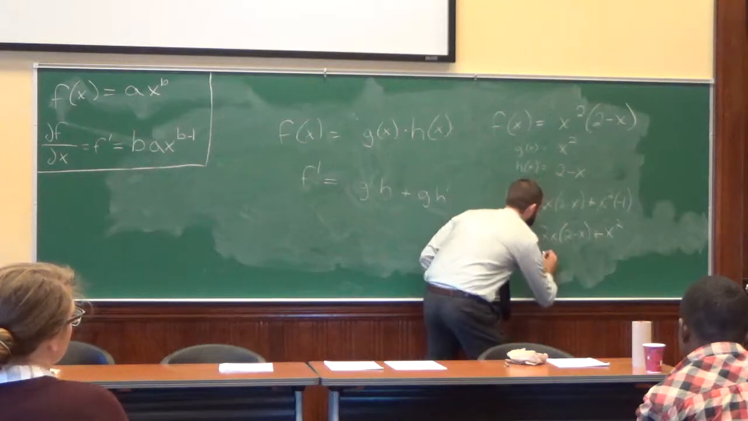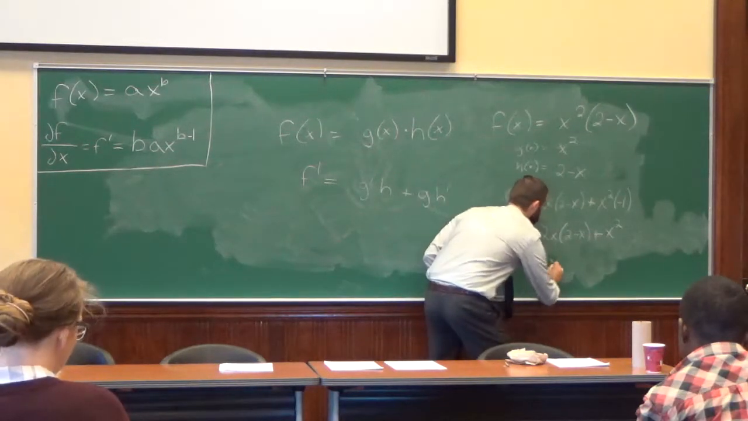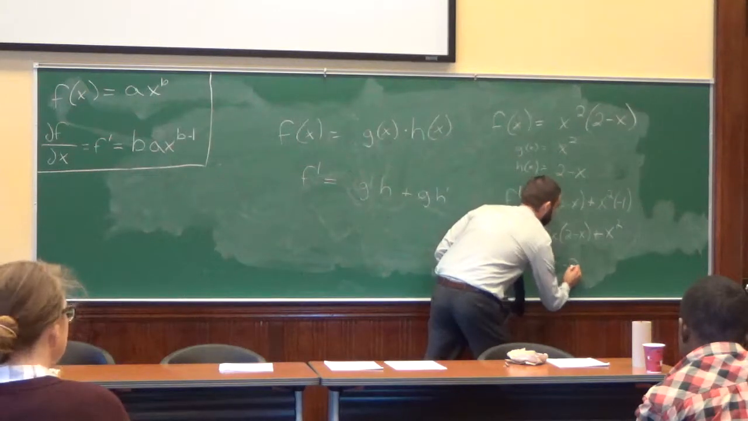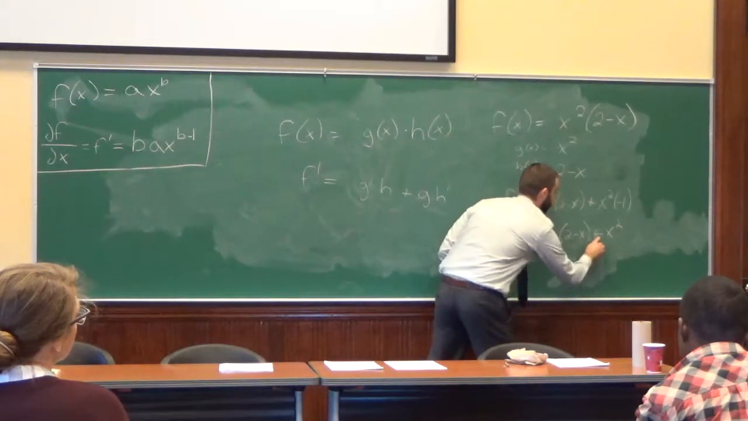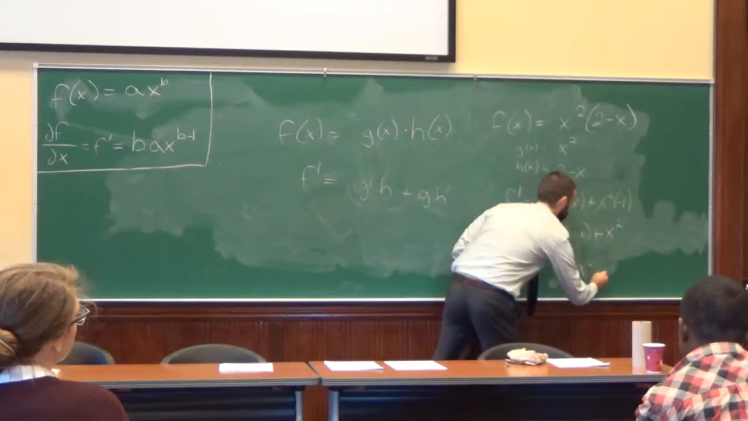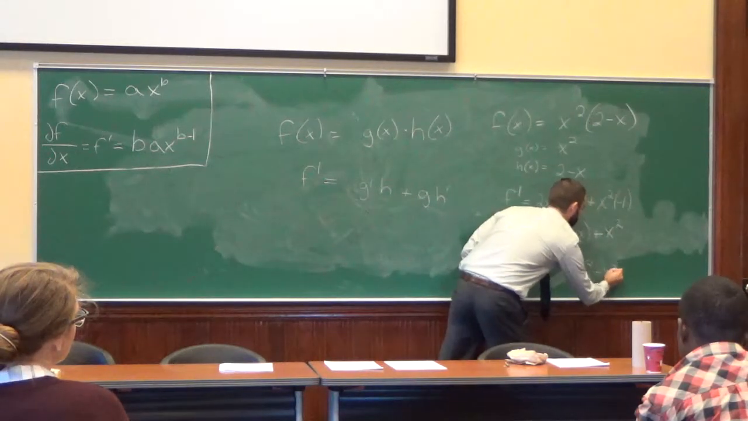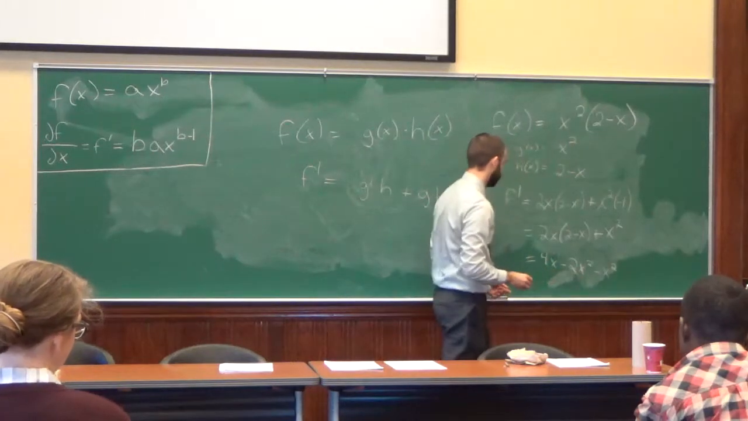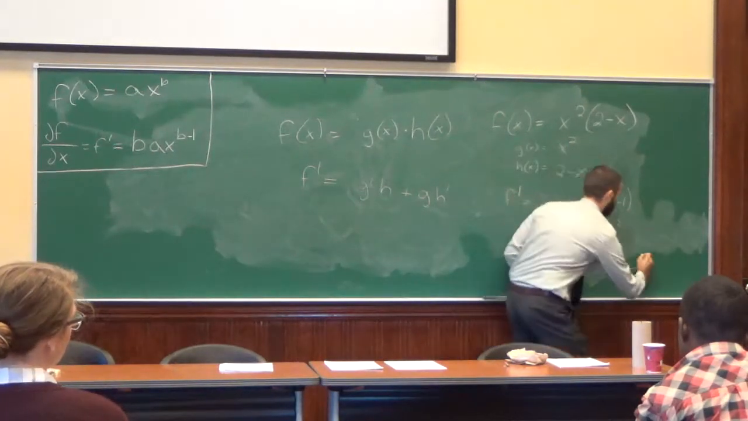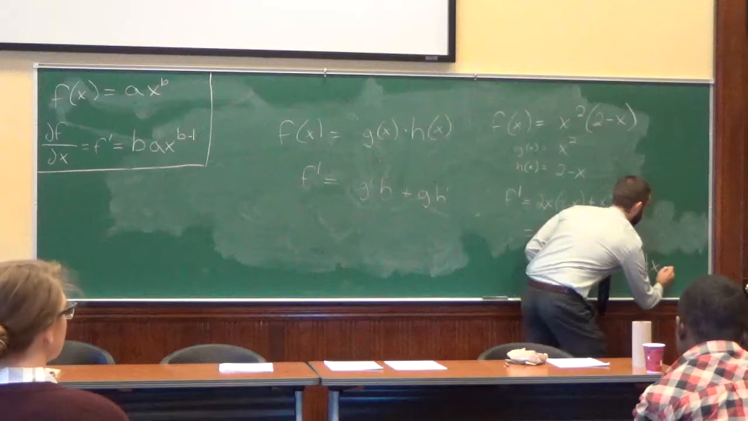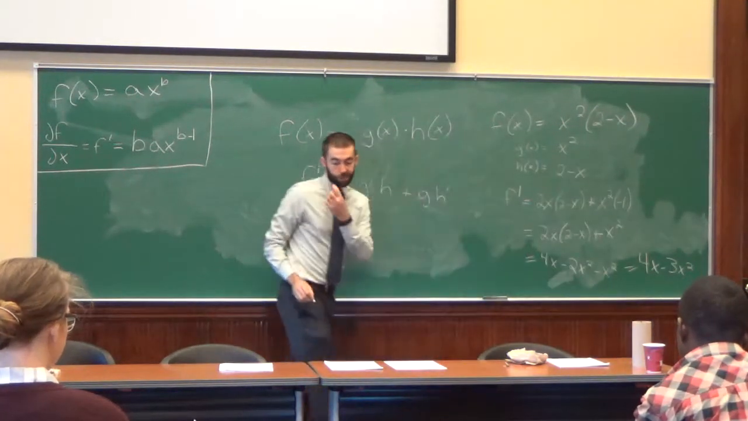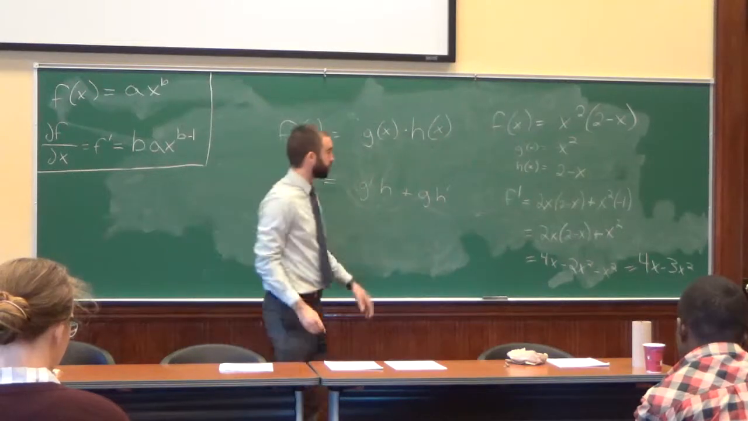2x times 2 is 4x. 2x times negative x is negative 2x squared, all right, and then I also have... okay, and then what is that equal to? 4x minus 3x squared. Okay, so we just did some algebra to simplify it.